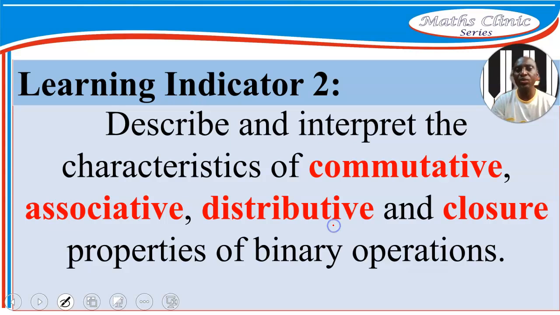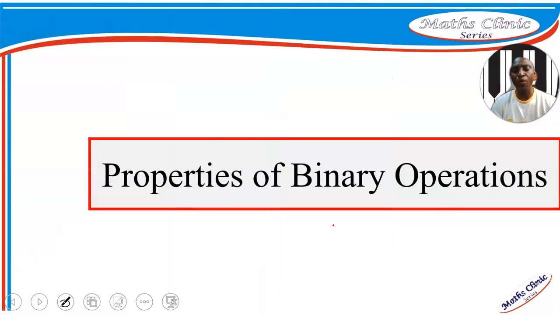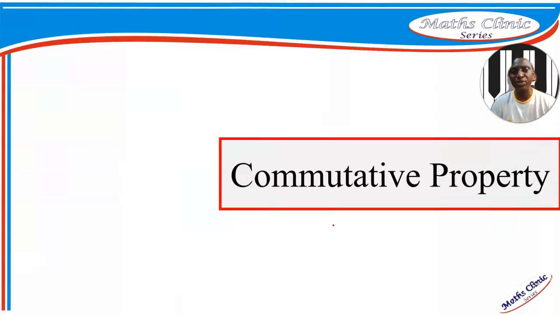So let's start with what is commutative property under binary operation. So, properties of binary operation. We want to start with commutative property. This video is going to be only commutative property. In our next video we will look at associative, and we're doing it little by little. So make sure you watch all the series so that you can get everything without mixing any of these properties.